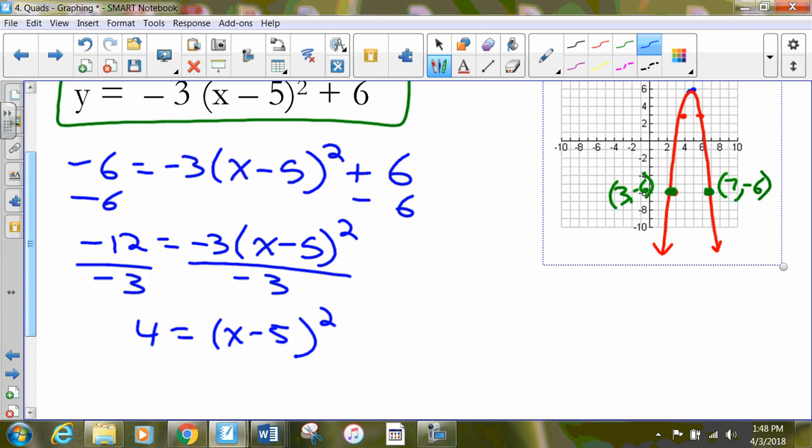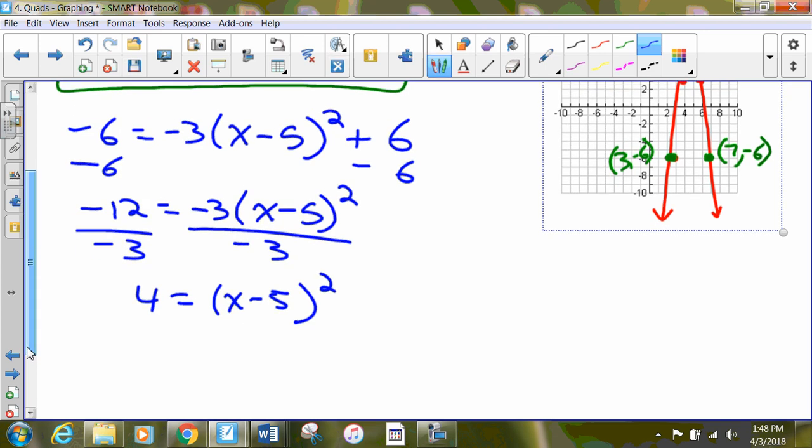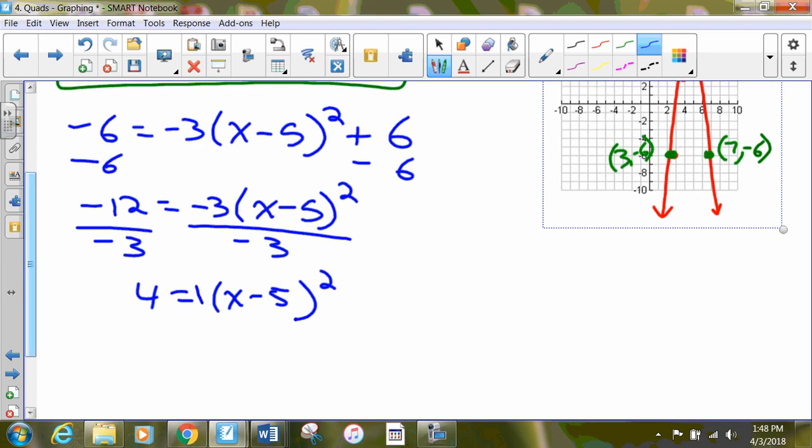And to get x out of there, I've got to take the square root of both sides. And I'm going to remember when I take the square root of both sides that I need to put a plus or minus in front of the number that I'm taking the square root of. Square root of 4 is 2, but I'm going to do plus or minus 2.